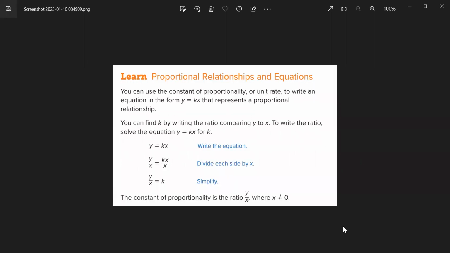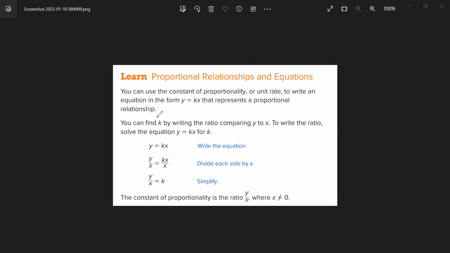Now, we're also going to learn about proportional relationships and equations. You can use the concept of proportionality or unit rate to write an equation in the form of y equals kx. That represents a proportional relationship. You can find k by writing the ratio comparing y to x. To write the ratio, solve the equation y equals kx for k. So we're going to write an equation for k. Remember in this case, k represents the constant of proportionality.